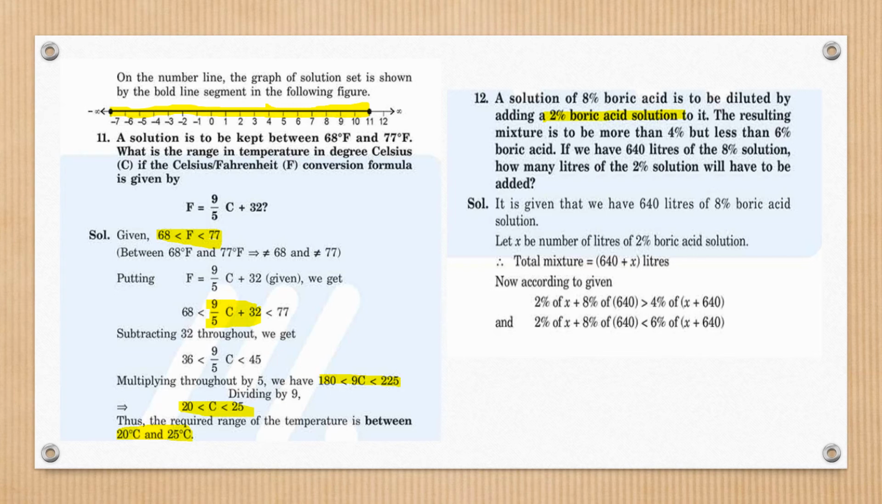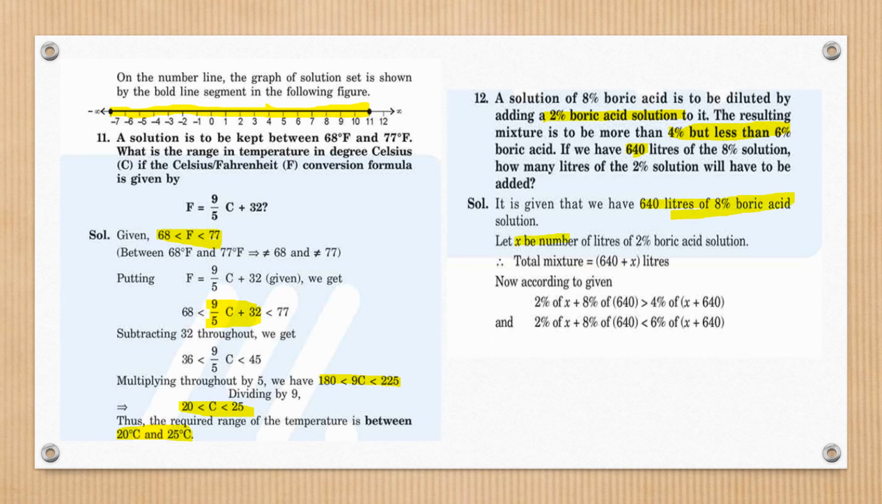So the resulting mixture, means I have to add this much, that 8% boric acid becomes more than 4% but should not exceed 6%. So this is the prime thing which we need. It should lie between this, and total 640 liters is there. So what is to be added? Your 2% boric acid. Now what is given? 640 liters of 8% boric acid is given.